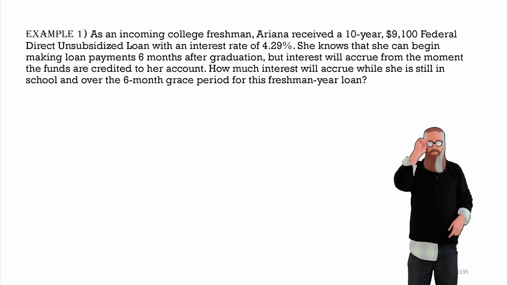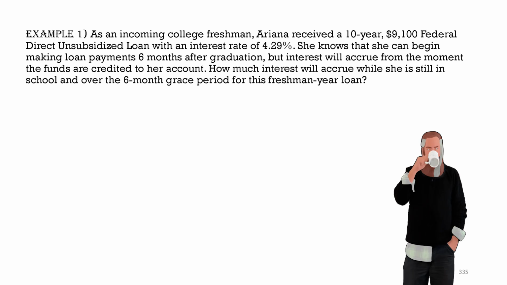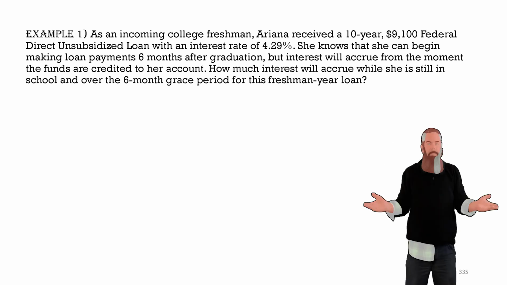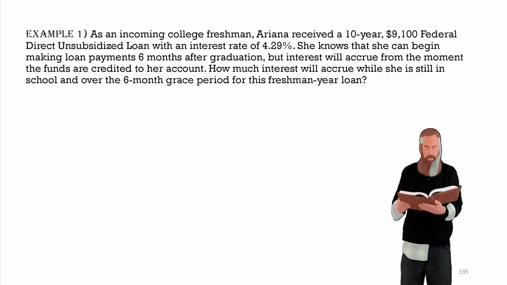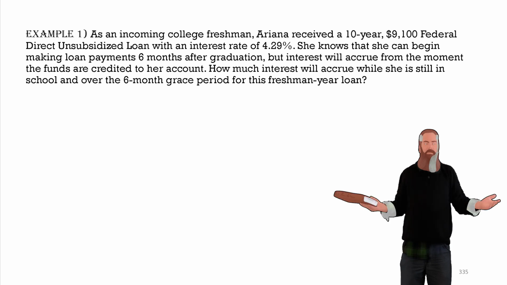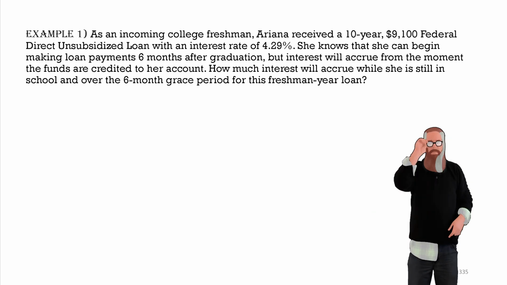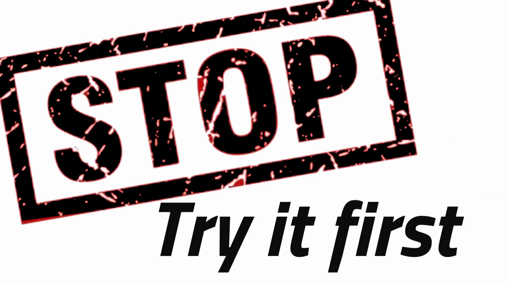As an incoming freshman, Ariana received a 10-year, $9,100 Federal Direct Unsubsidized Loan with an interest rate of 4.29%. She knows that she can begin making loan payments 6 months after graduation, but interest will accrue from the moment the funds are credited to her account. How much interest will accrue while she is still in school and over the 6-month grace period for this freshman year loan?